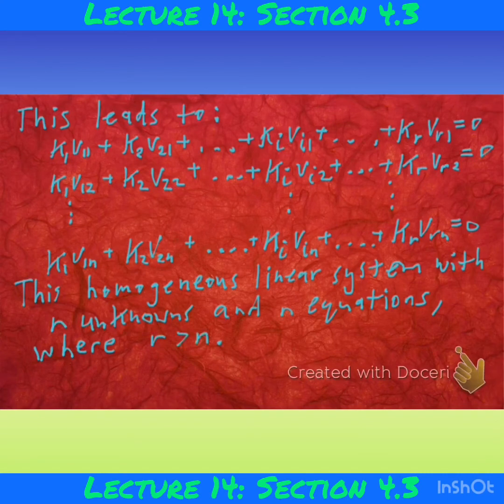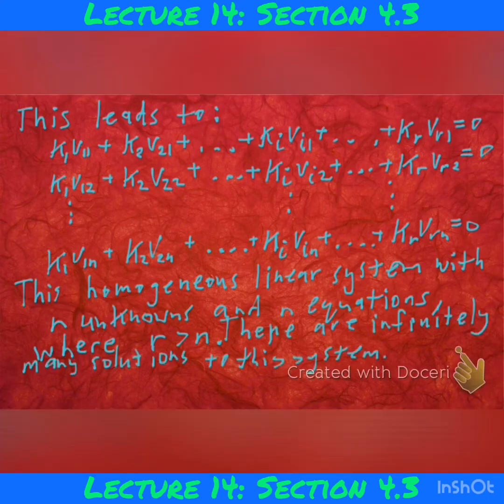Now, what do we know about a homogeneous linear system that's got more unknowns than equations? It means that you're going to have infinitely many solutions. There are infinitely many solutions to this system because it's a homogeneous linear system that's got more unknowns than equations. So if there are infinitely many solutions, it means you can get many different solutions for the scalars k1 up until kr.